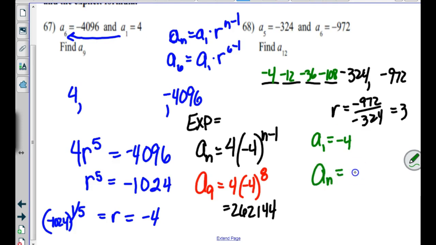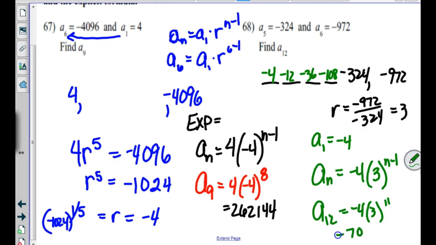So a sub n would be what? How'd you write the explicit formula, guys? First term times r to the n minus 1. And then it asks for the 12th term. So you're going to put a 12 in here. You're going to type -4 times 3 to the 11th. And it's a lovely -708,588. Someone else get that?